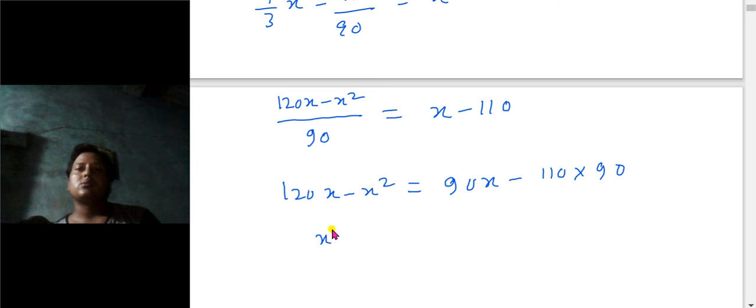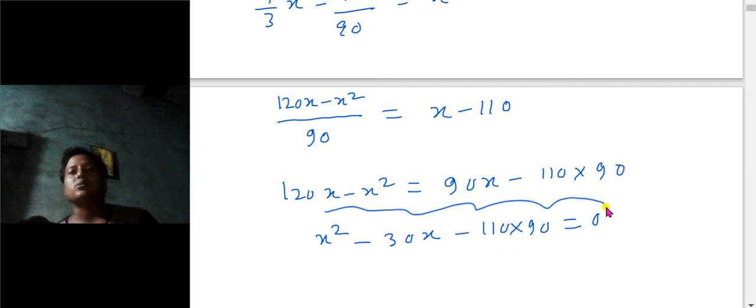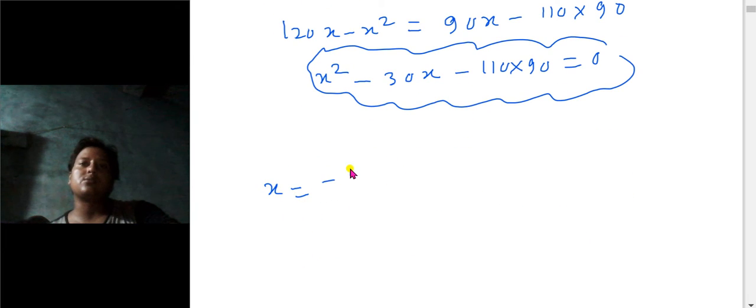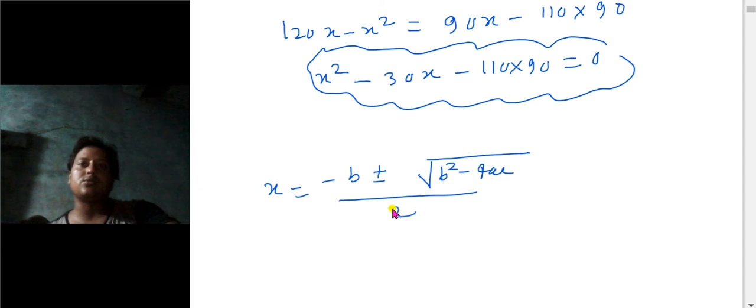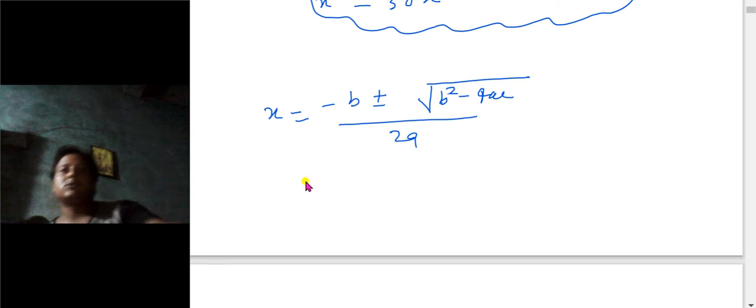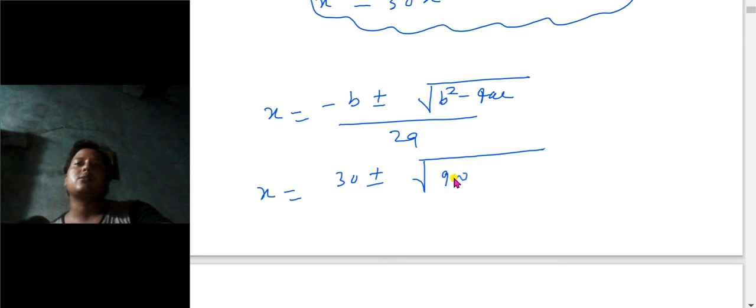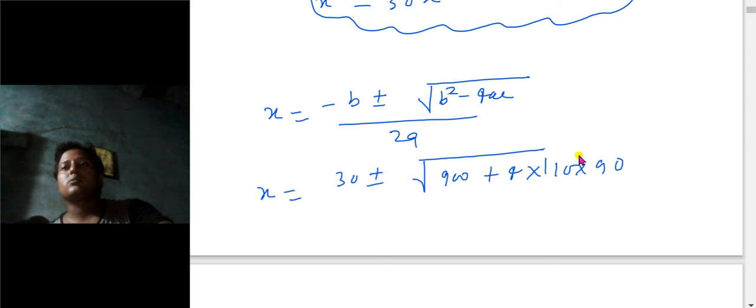So x square minus 30x minus 110 multiply 90 equals 0. Now we can solve by the formula x equals minus b plus minus under root b square minus 4ac over 2a. So x equals minus b, b is minus 30, plus minus under root 30 square minus 4ac over 2a.